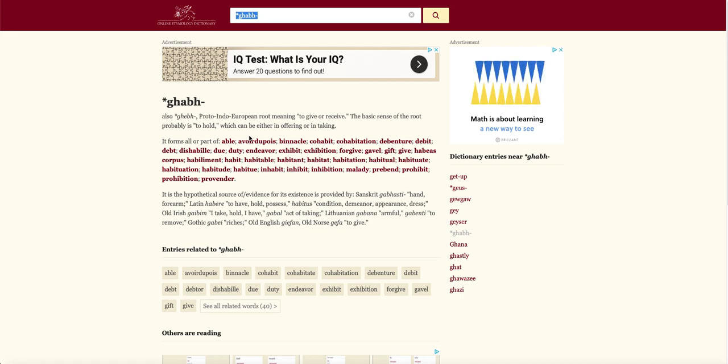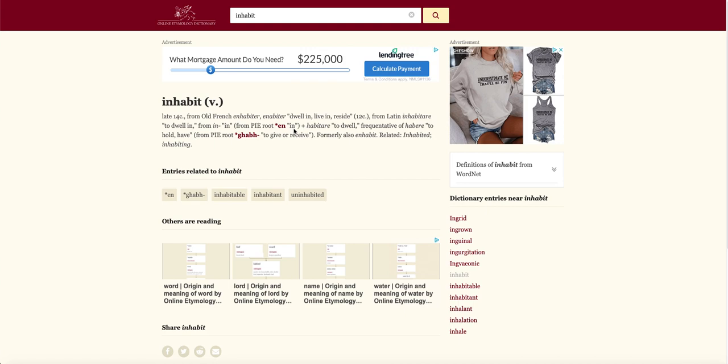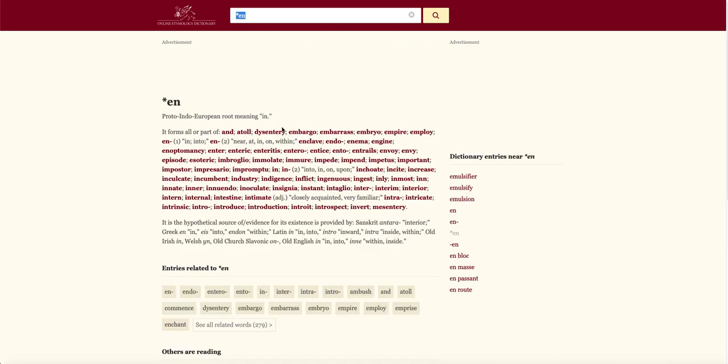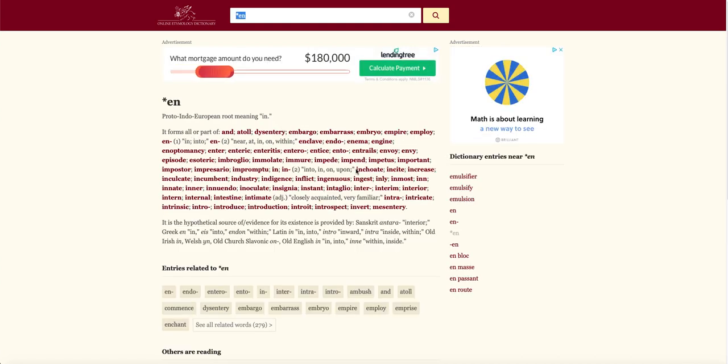To give and receive, all those same things. And then we see in right here means in, to bring in. Into, near, at, within, upon, on, into. So when they say on the surface of the earth or the face of the earth, or in and out of the earth, see, all these things correlate. Closely acquainted, very familiar. Endo, inside, within. So like an insider.